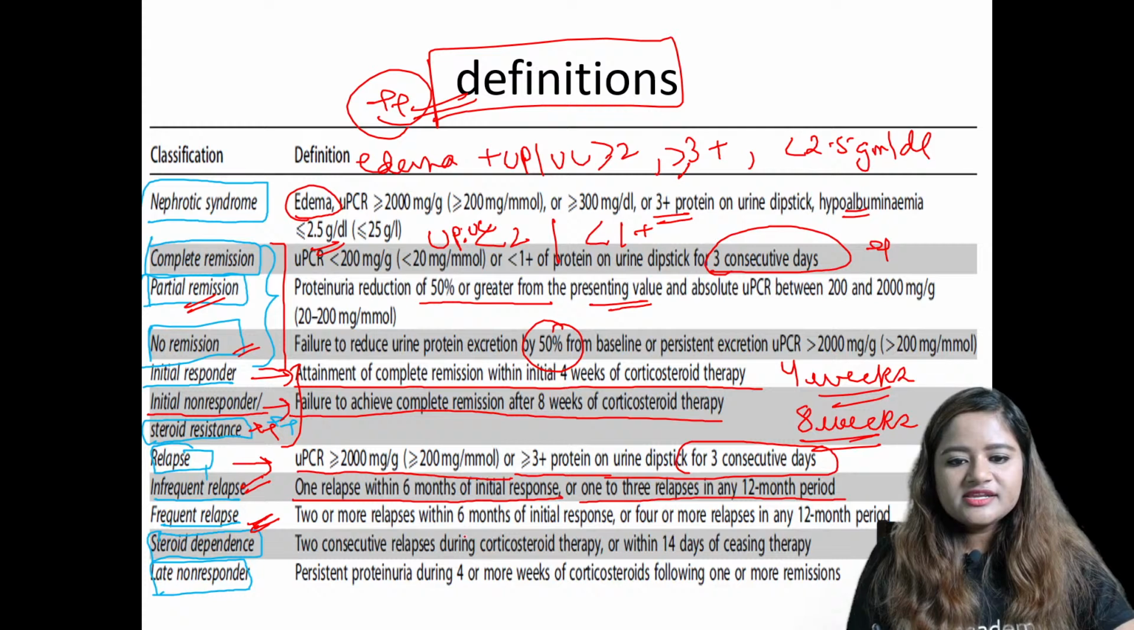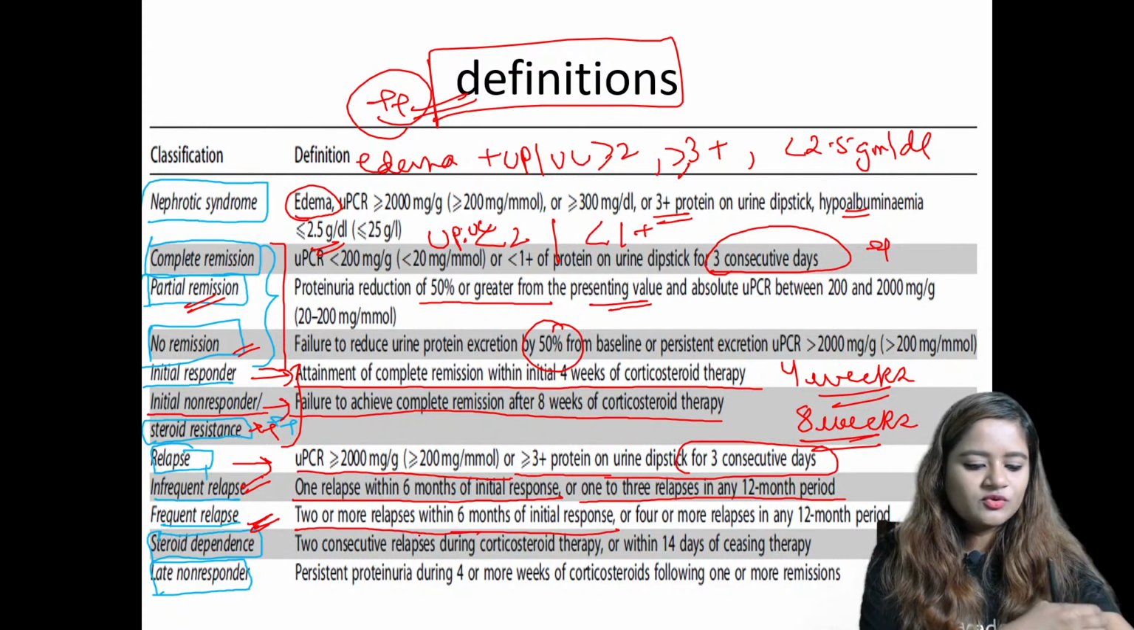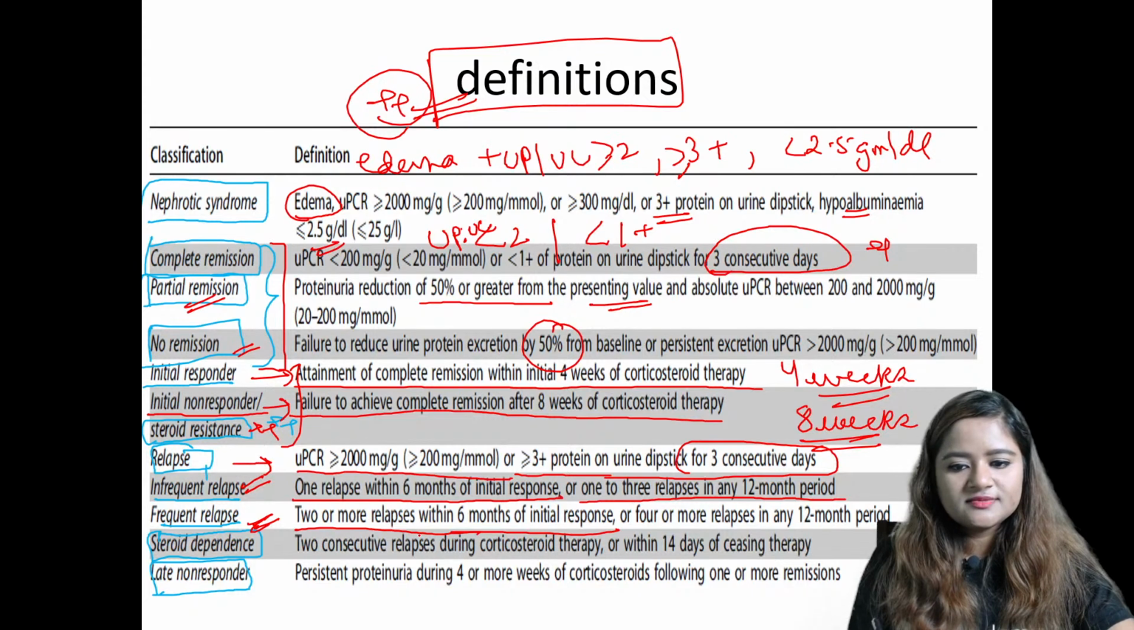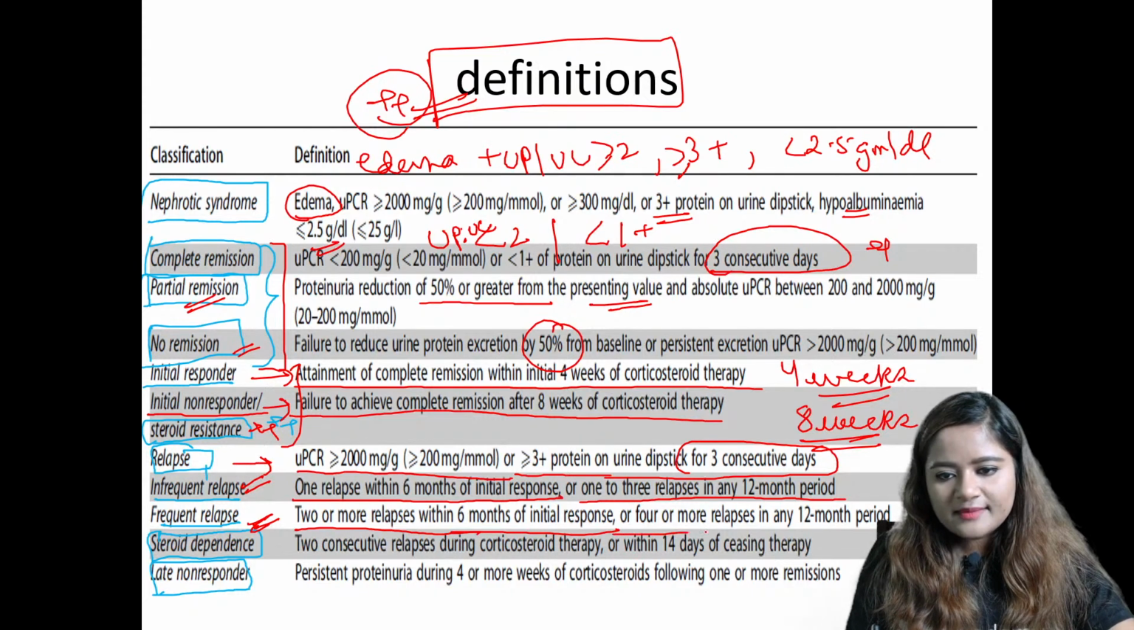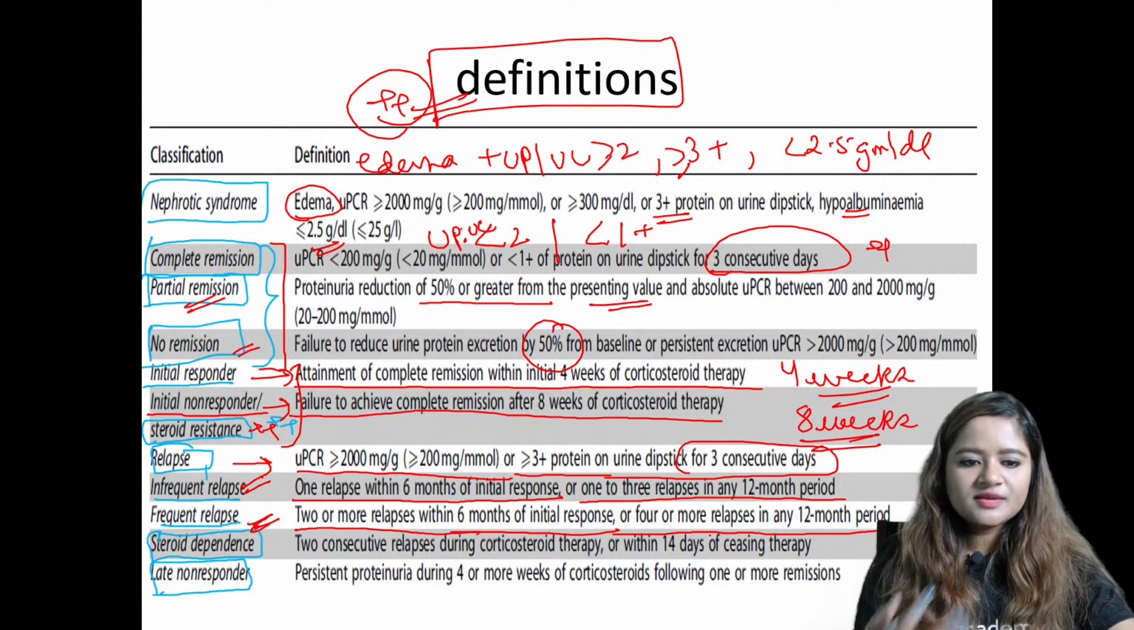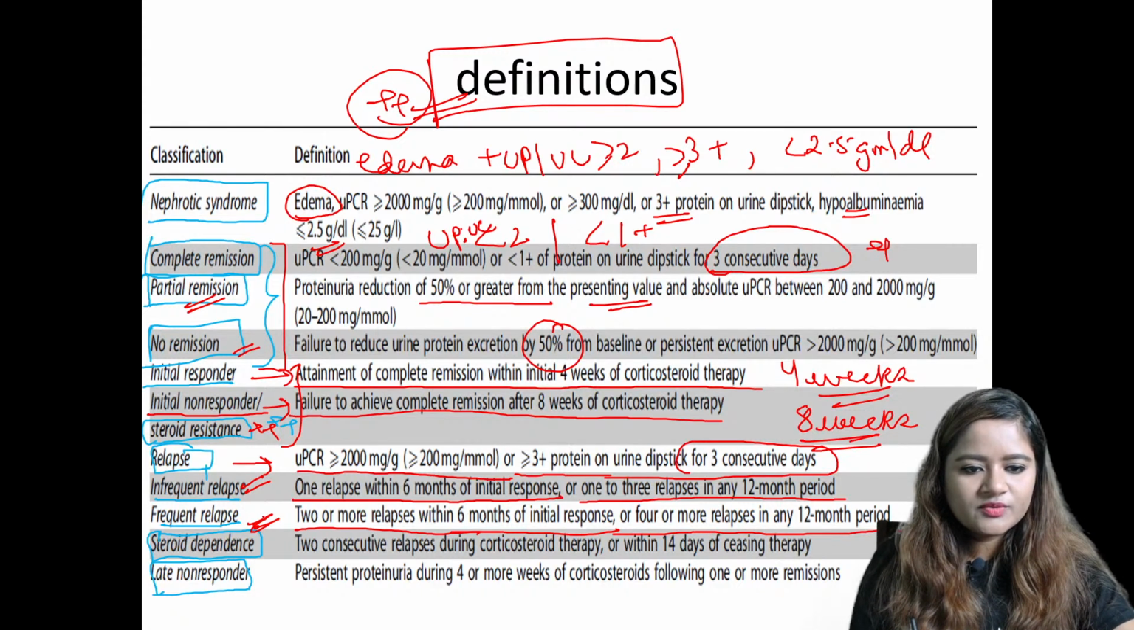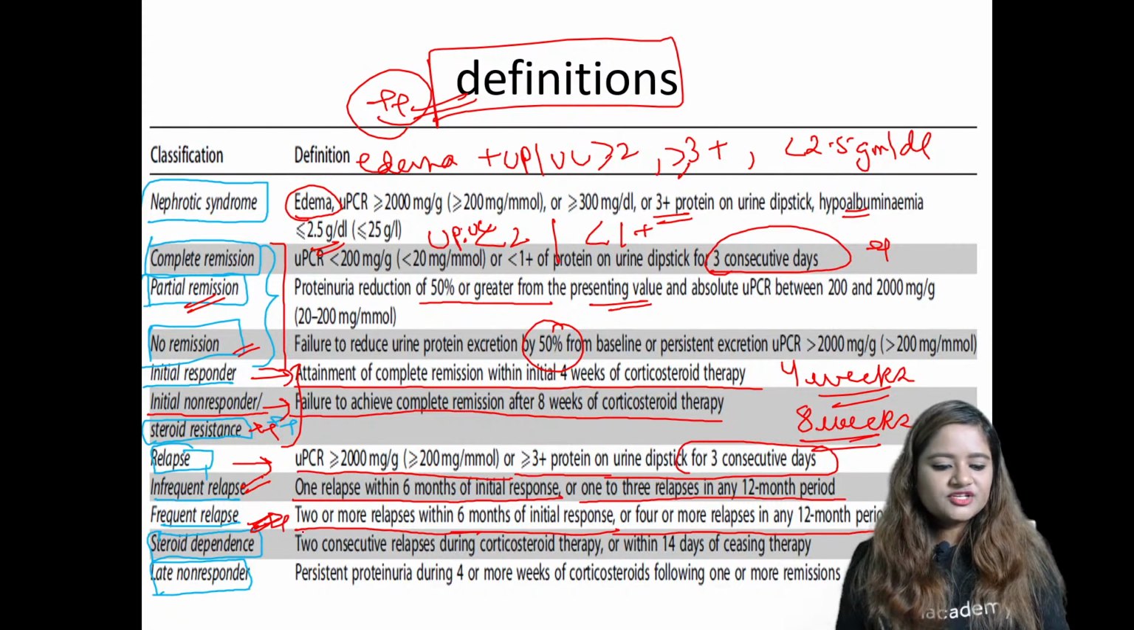Just the double. Initial 6 months में ही if the child faces more than or equal to 2 relapses, or 4 or more relapses in any 12-month period, just double of infrequent, that becomes your frequent relapse. ठीक है? Relapse का definition clear है?